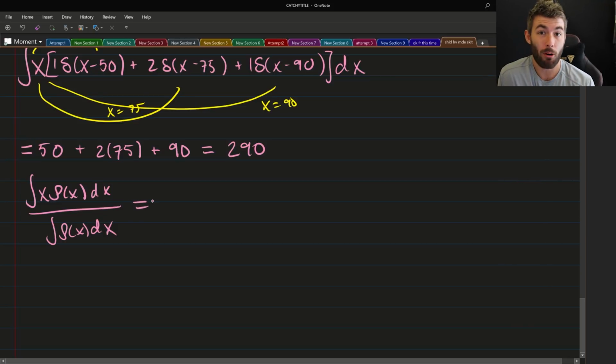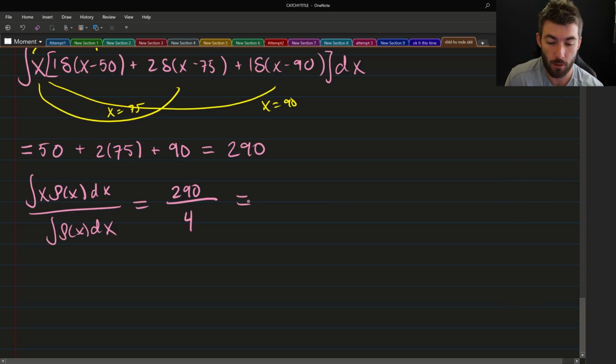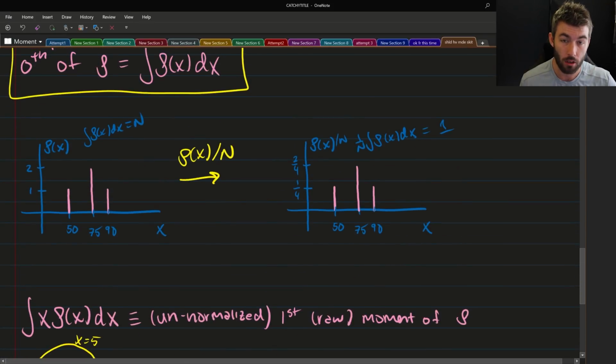Well, these integrals we've already done. We don't have to reinvent the wheel. This gives us 290, and the denominator was the total number, which was just 4. So the ratio of these two moments, or the normalized first raw moment, gives us 72.5. And what is that? That, my friends, is finally something a little bit more useful. It's the average grade. We've got one person who got a 50, two people who got a 75, and one person who got a 90. The average is going to be 72.5.